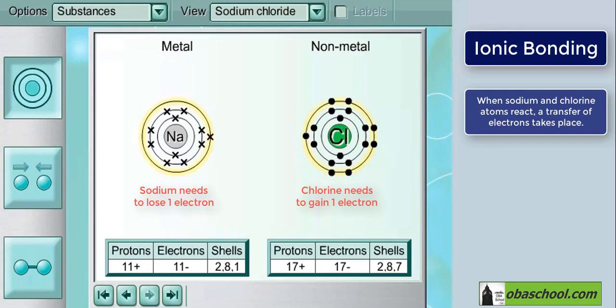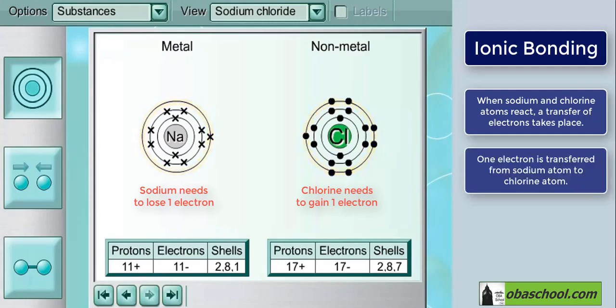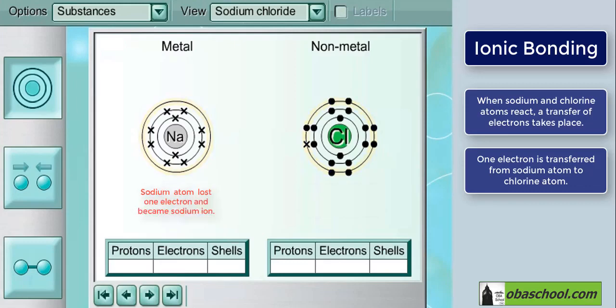So one atom needs to lose an electron, and that is sodium, the metal, and one atom needs to gain an electron, and that is chlorine, the non-metal. So what happens is that 1 electron from sodium is transferred to chlorine atom. And the result is that Na lost its electron and Cl gained 1 electron.